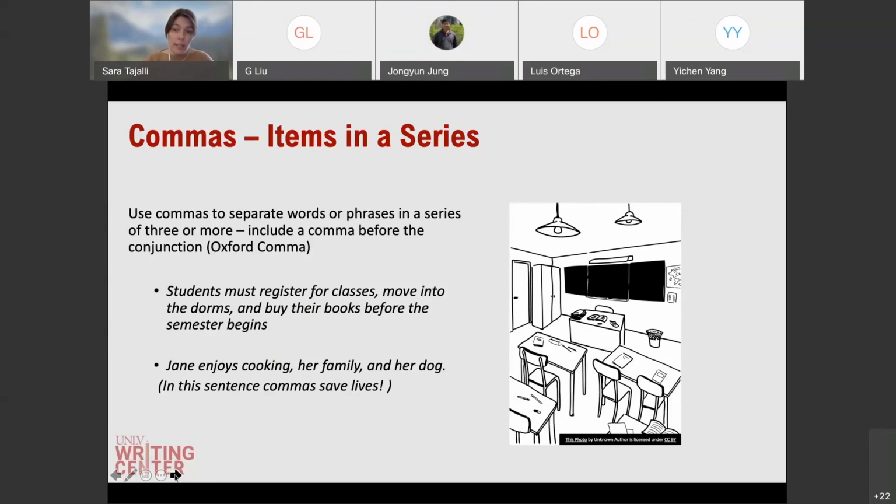So if we look at this second example, Jane enjoys cooking, her family, and her dog. If we were missing that second comma, some people could read it as Jane enjoys cooking her family and her dog. So she's actually cooking her family and her dog, as opposed to enjoying three separate things. And I know that that's a stretch, but it does add to clarity when you have that Oxford comma. So I encourage it, but again, refer back to your individual formatting styles that you use for your different subjects. Like I said, AP discourages it, but other ones, I think it helps with clarity.